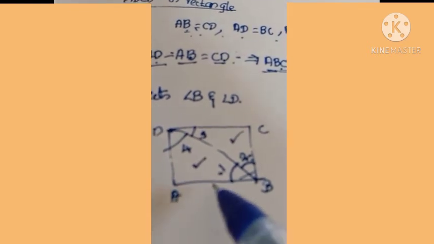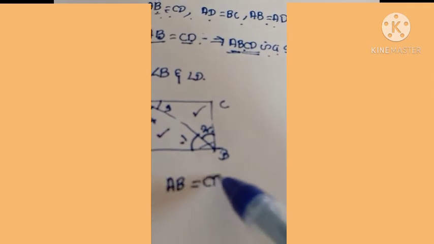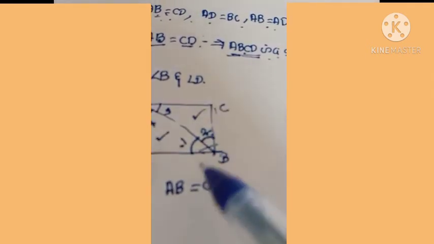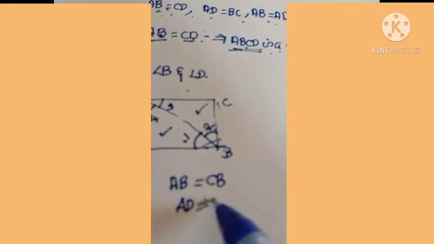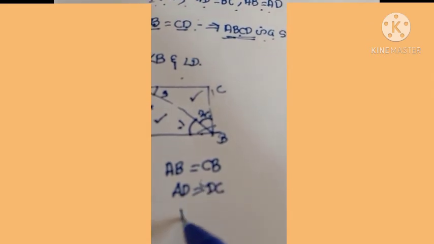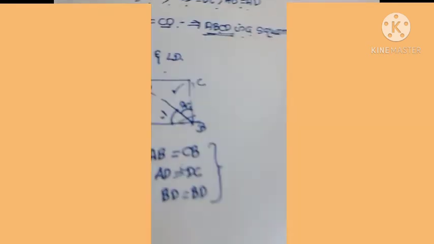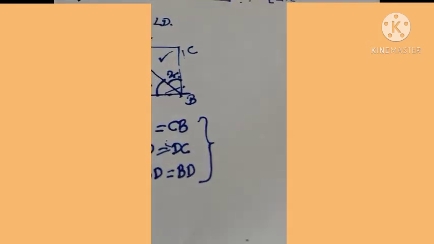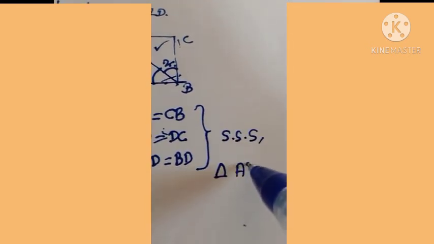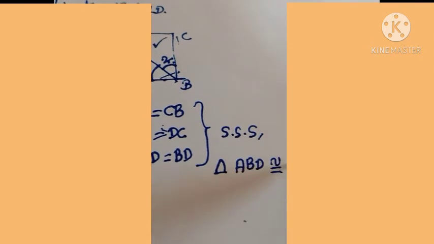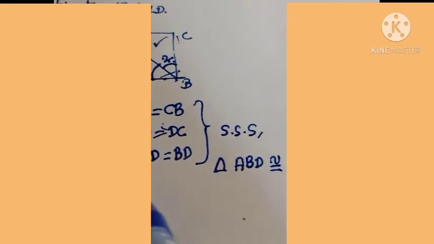Listen, in this triangle, AB side is equal to CB side. AD side is equal to DC and BD equal to BD. BD is the common side. So we have three sides, and therefore by SSS congruence rule, we can say that triangle ABD is congruent to triangle CBD. Now apply CPCT rule here.